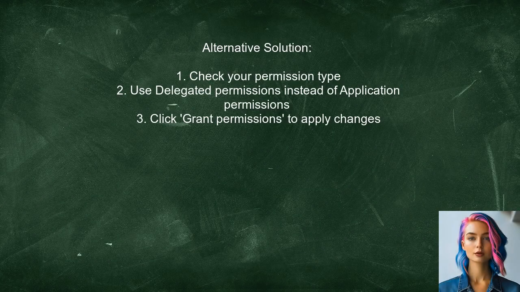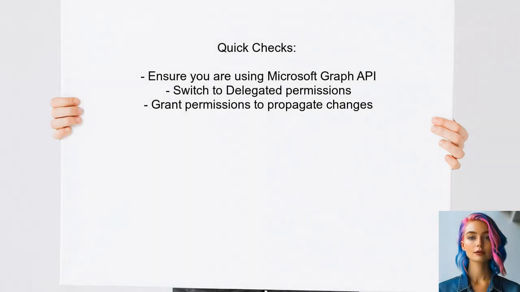An alternative solution shared by another user suggests checking your permission settings. They found that switching from application permissions to delegated permissions resolved their issue with accessing users in the Graph API. They recommend verifying that you are using the Microsoft Graph API and ensuring that permissions are properly granted to avoid the insufficient privileges error.